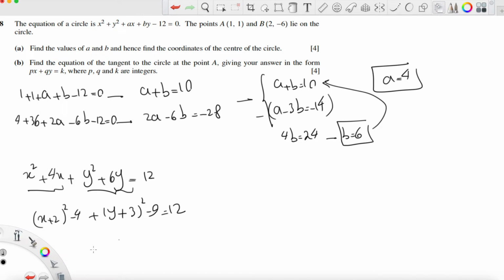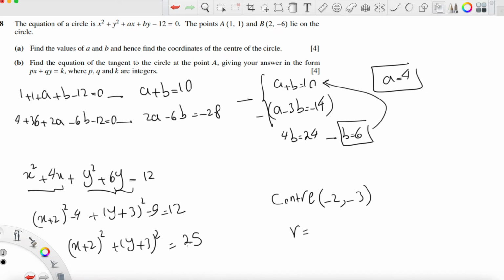Then it will simplify to (x plus 2) squared plus (y plus 3) squared minus 4 minus 9 is equal to 12. Added to 12, it will be 25. So center will be the roots of these two brackets. Roots of x plus 2 is minus 2, and likewise here negative 3, and r, which is radius, is root of 25, which is 5. This is the answer to part A.